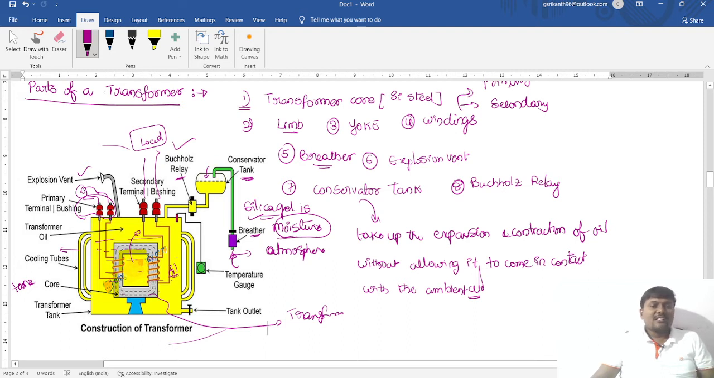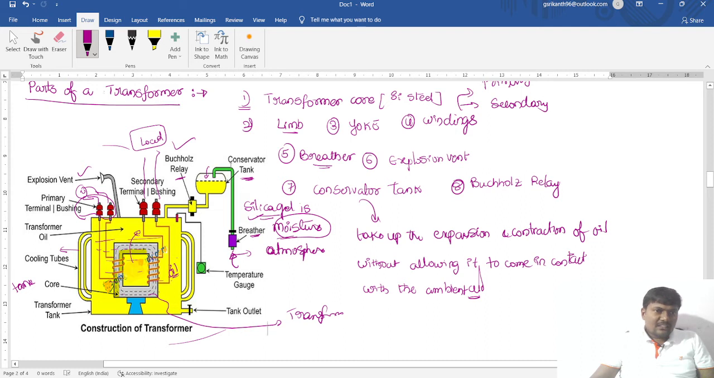Both the windings are placed on different limbs. And the fifth one is a breather. A breather is just like breathing, like we are breathing air. In the same way, it takes air from the atmosphere, extracts the moisture, and does not allow the moisture into the oil. That is called the breather. In the breather, silica gel is used.